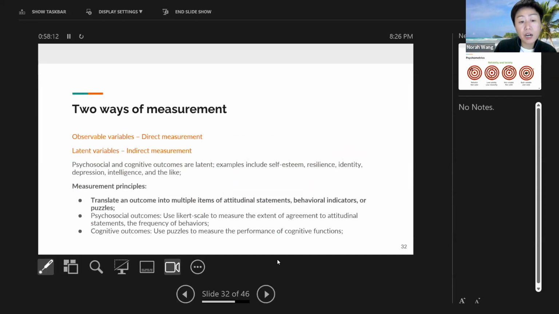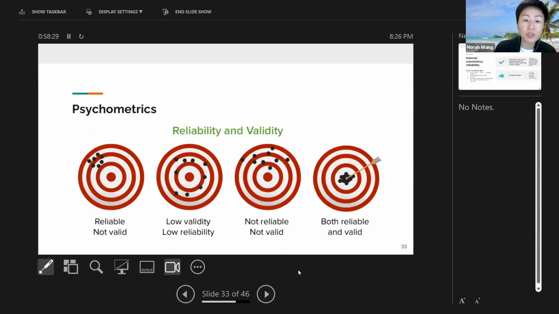And since the measurement is very indirect, we probably wonder, how can we be sure that we are measuring what we want to measure, right? So the next question is, how can we know we are measuring what we want to measure? There are two concepts. One is reliability, one is validity. I'm sure some of you have already learned about these two concepts, so please bear with me.